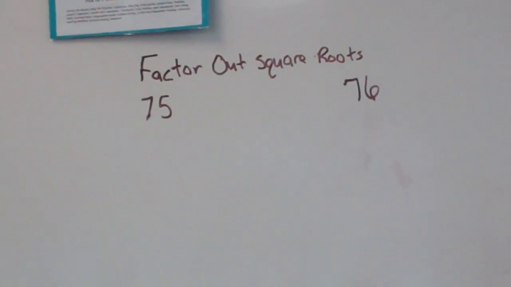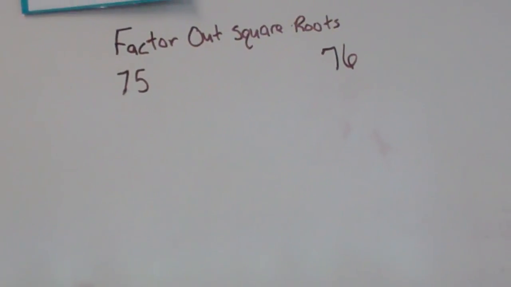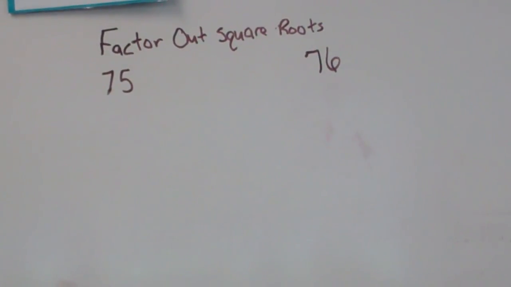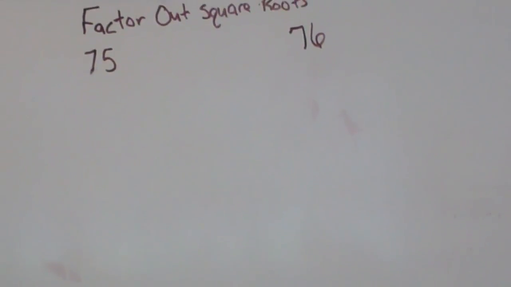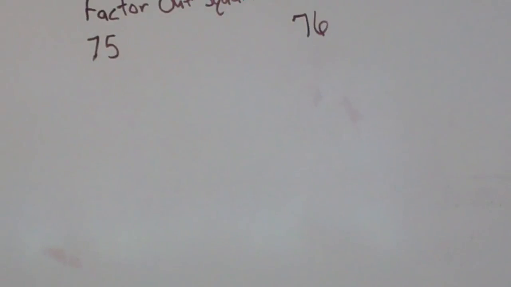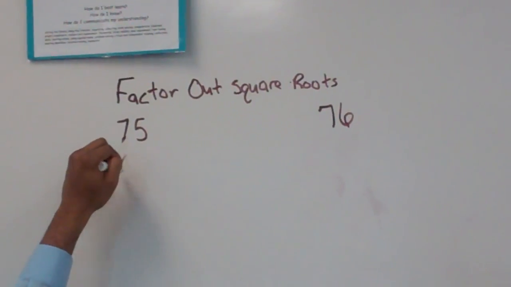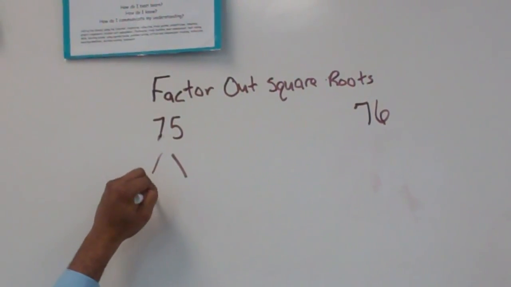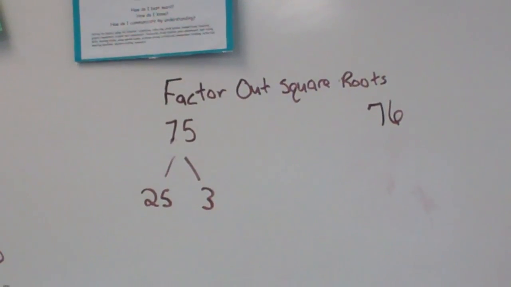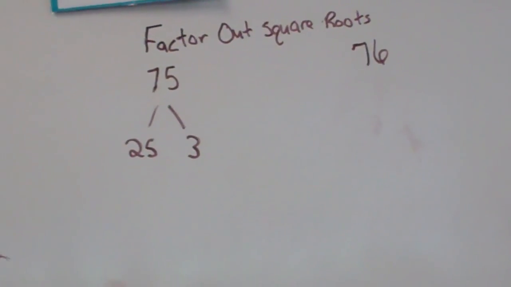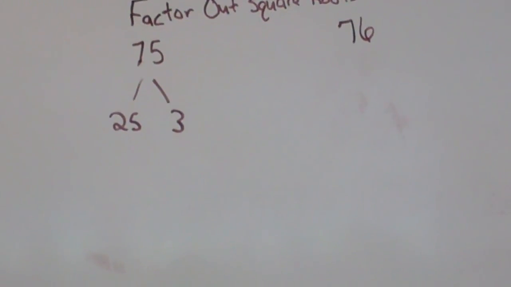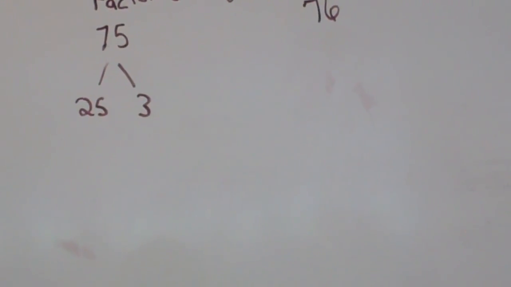You can do 3 times 15, and then you have to break 15 down. 3 times 15 would give me 45. 3 times 25. All right. 25 times 3, and then break 25 down into 5 and 5.